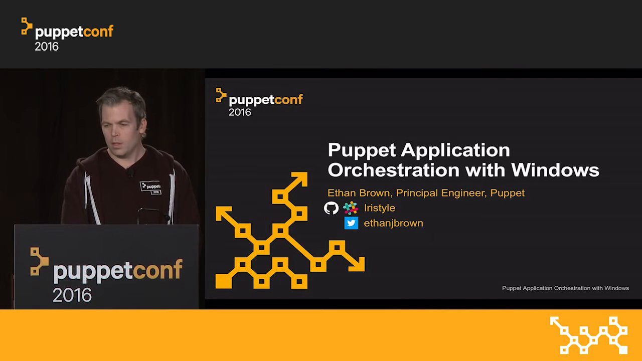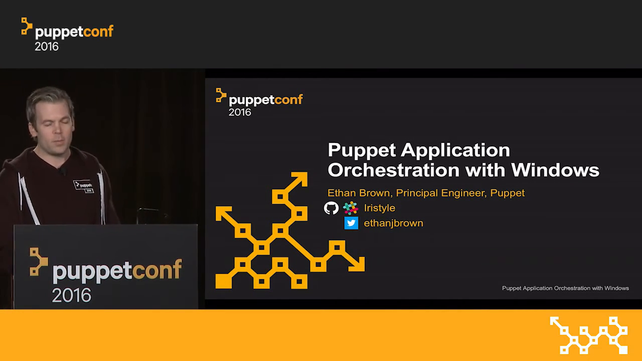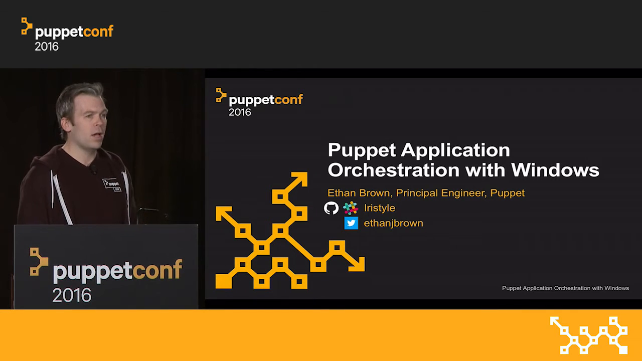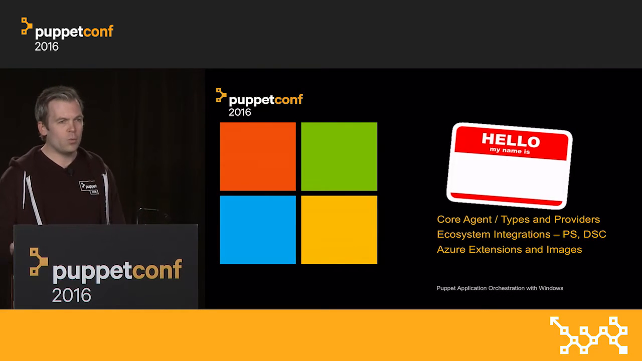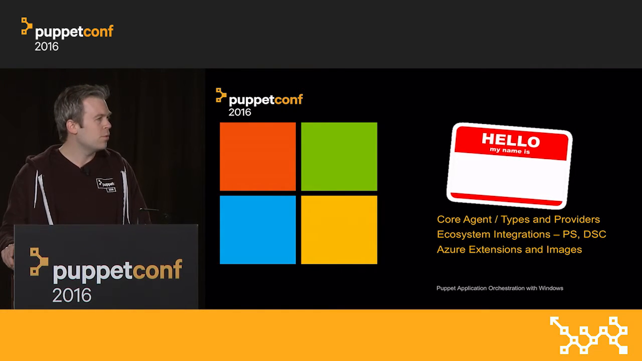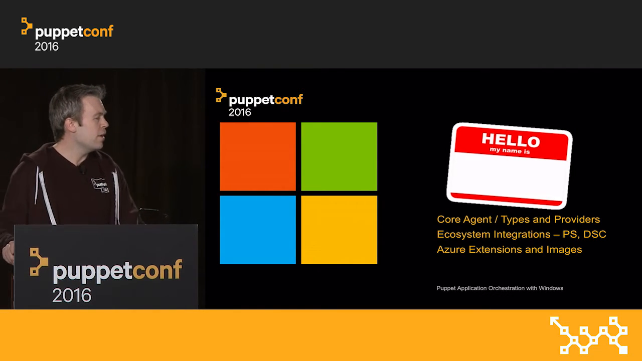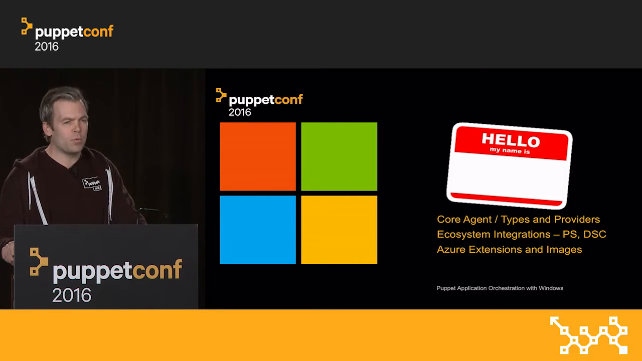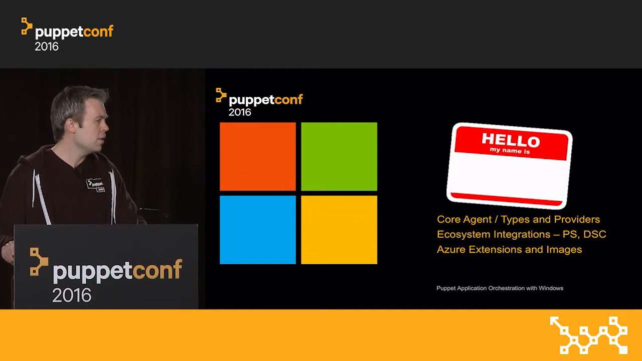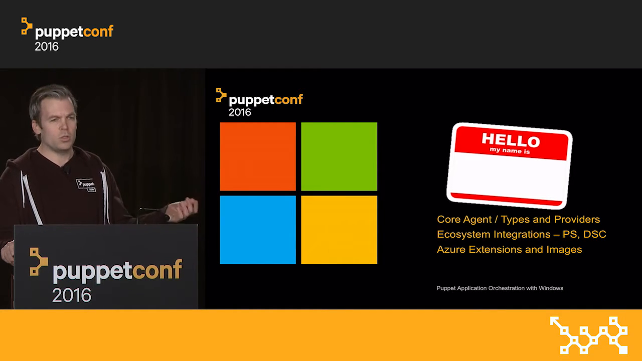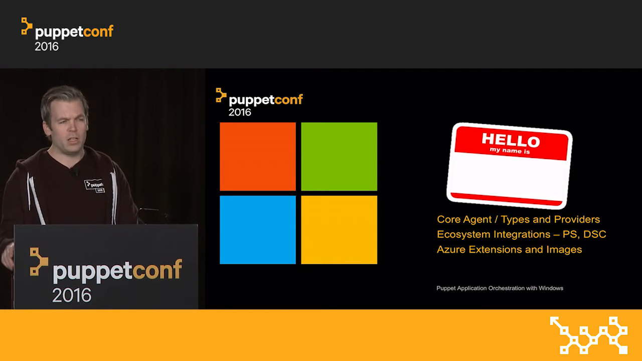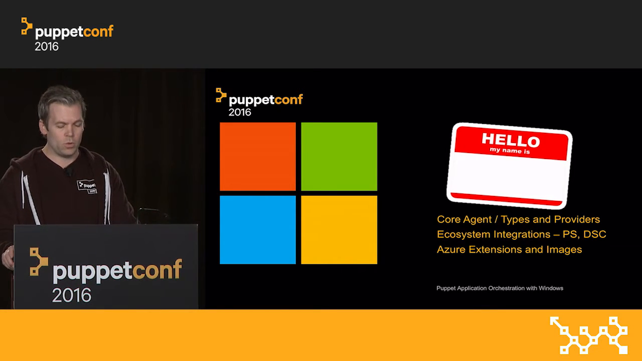Thank you. So yeah, if you want to catch up with me, you can find me on Slack, on GitHub, on Twitter. Good ways to get in touch if you need to. I have been working on Windows support at Puppet for a little over 3 years. That's involved a lot of core agent type and provider work, ecosystem integration such as with PowerShell and DSC, Azure extensions and images, and just dealing with customer issues that come up. Most recently, a lot of UTF-8 work specific to international versions of Windows, et cetera.